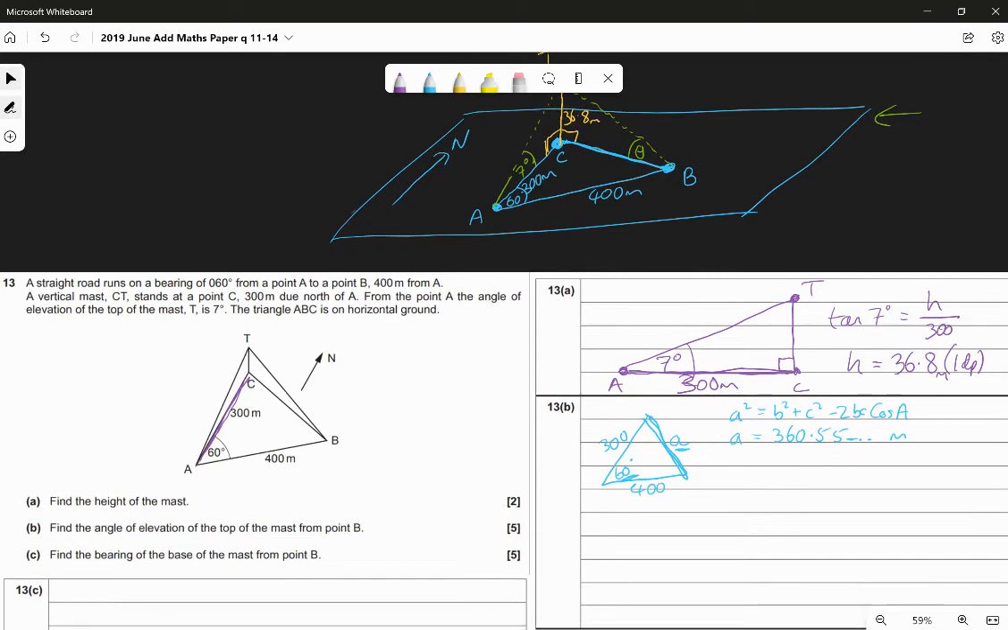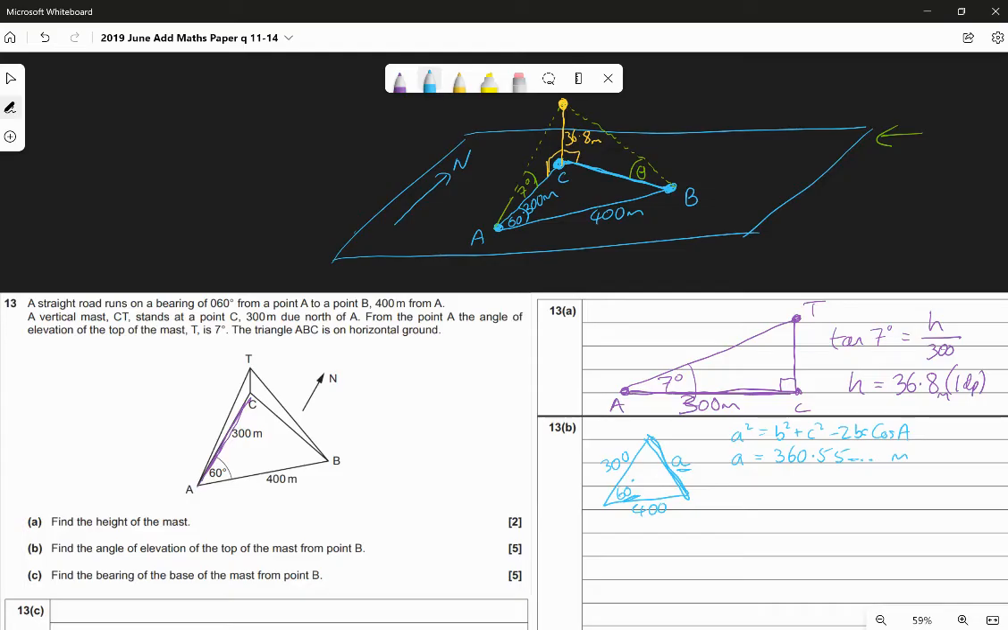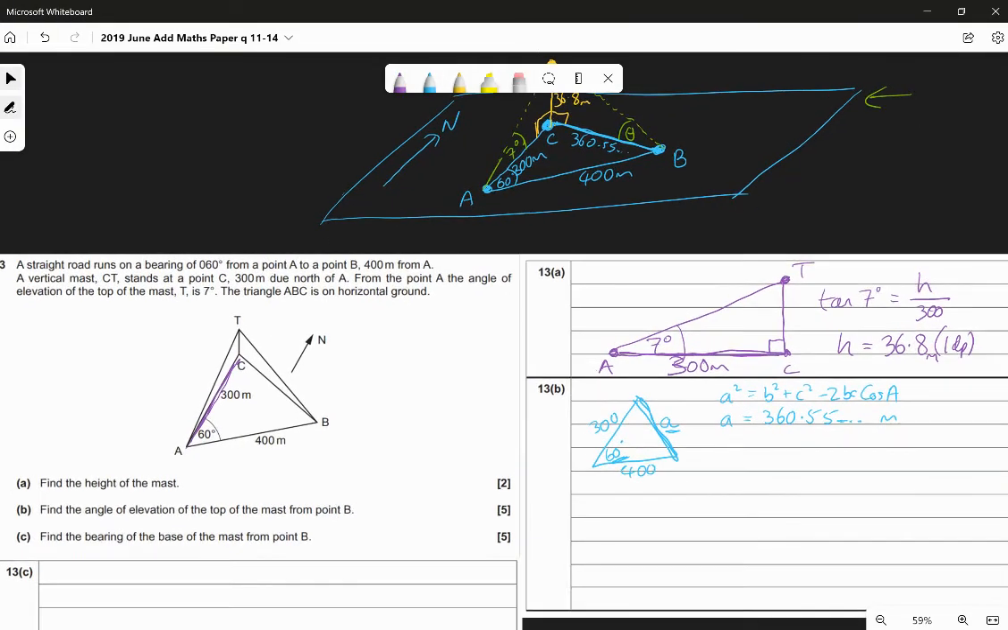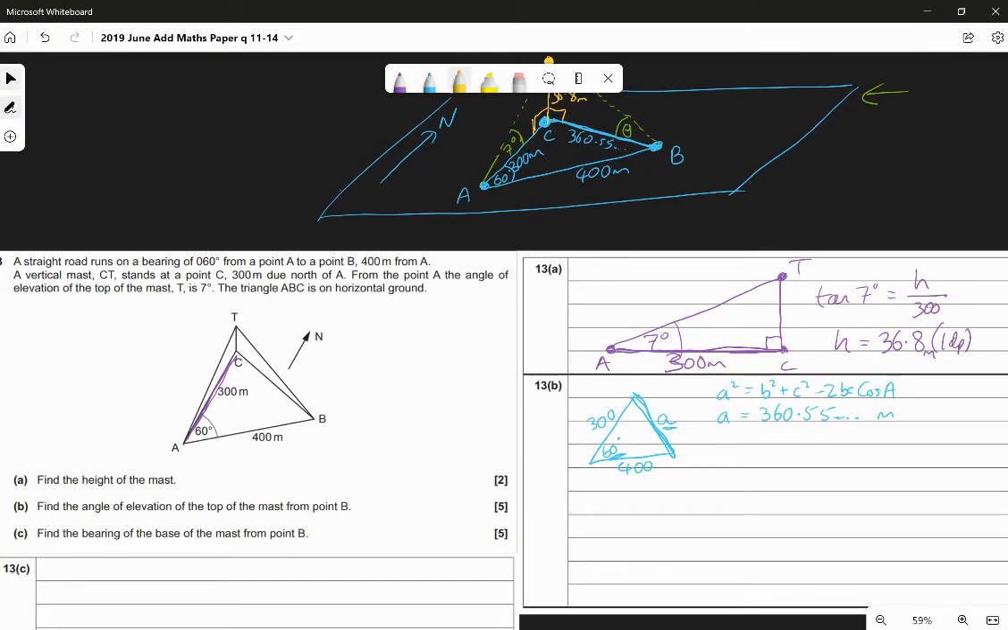Okay, so I've done that. So I now have these two lengths. I know that's 360.55 dot dot dot. So I have now two lengths in that right angle triangle. So I'm going to draw that right angle triangle here. I know this is 36.83 dot dot dot. So I need to use the full number. I know this is 360.55 dot dot dot. And I want to find theta.